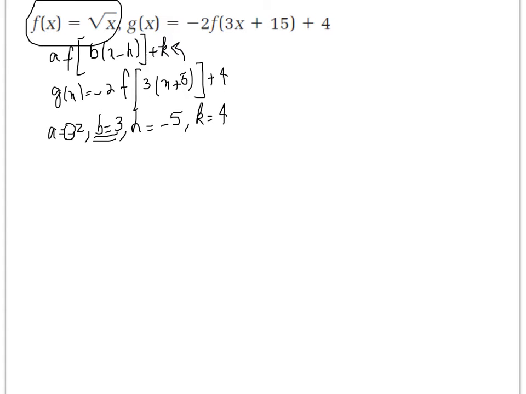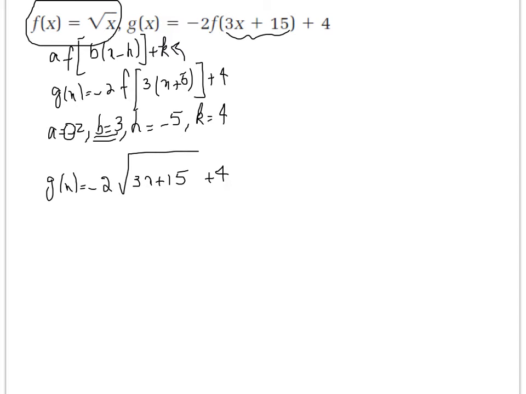Now to get the equation of the transformed function, I'm going to replace x in f of x with 3x plus 15. So I'm going to get g of x is minus 2 square root of, instead of x, I'm going to write 3x plus 15, and then plus 4. So this is going to be my second equation.